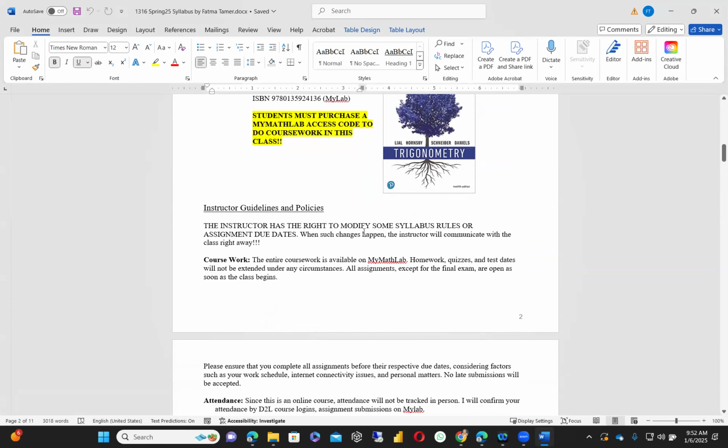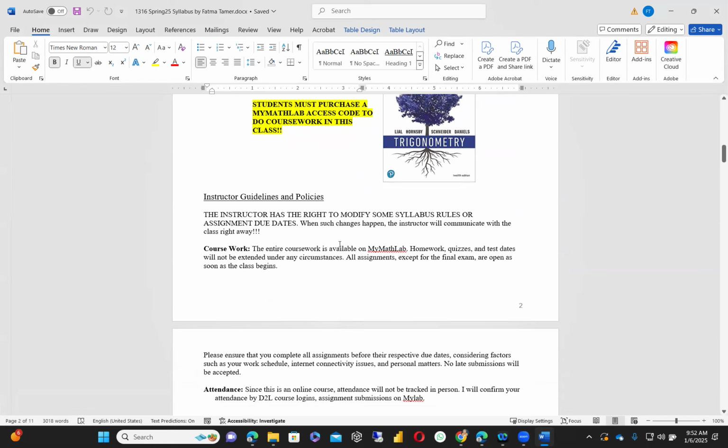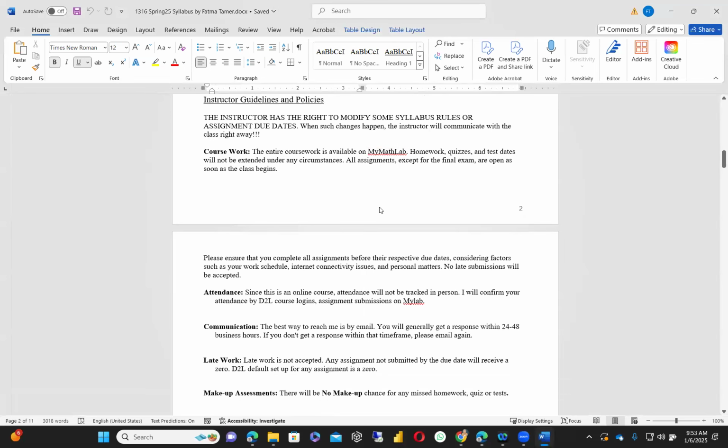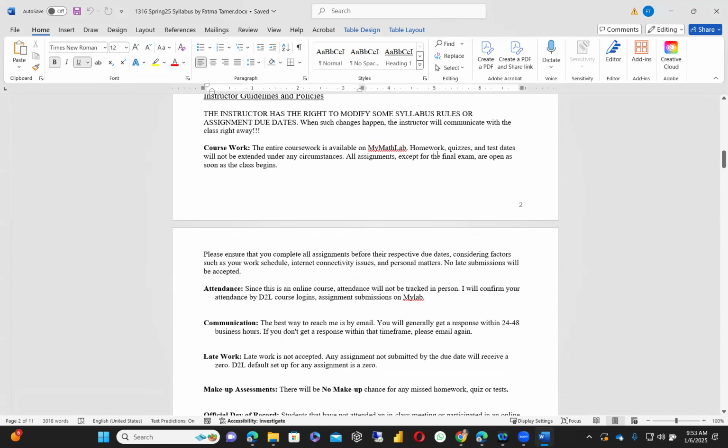If I make any modification to the syllabus, I will send you an announcement through D2L and inform you about the changes. Again, this class is handled completely on the Pearson MyLab website, and you have to pay a fee to access this access code. If you are not able to afford the code, I don't have any codes to give to students. Please consider your financial situation before you take this course.